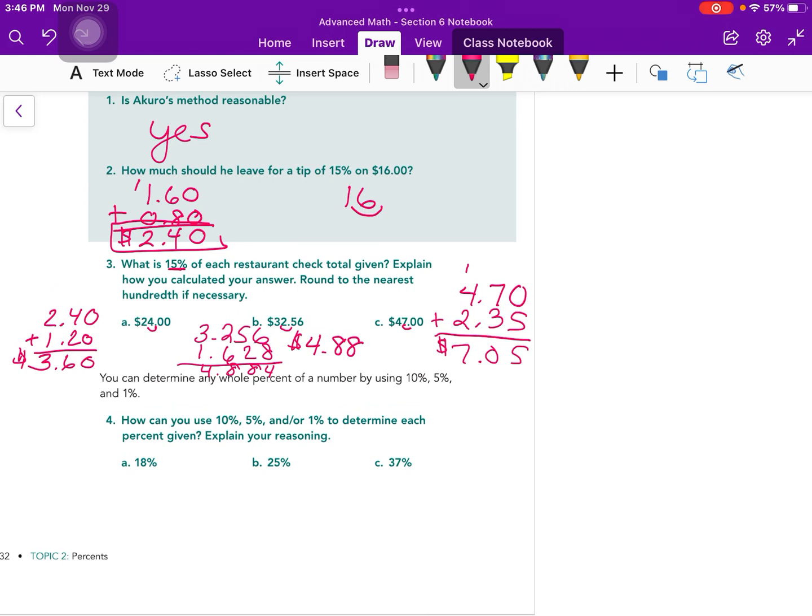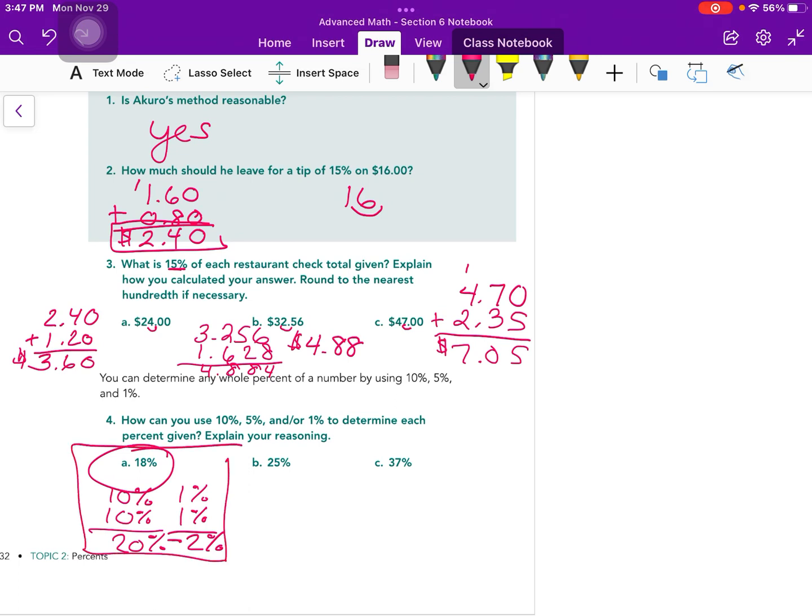Last thing I want to show you is how can you use 10, 5, and or 1% to determine the percent of any number. So if I had to find 18% of a number, I could break it down, right? I could think, what is 10%? I could also think, if I did 10% twice, that would make 20% of a number, right? I could also do 1% of the number, and I could do that again. That'd be 2% of the number, and then I could just subtract the 20% minus the 2%. It's probably easier using a calculator, but I can definitely do it in my head if I need to.